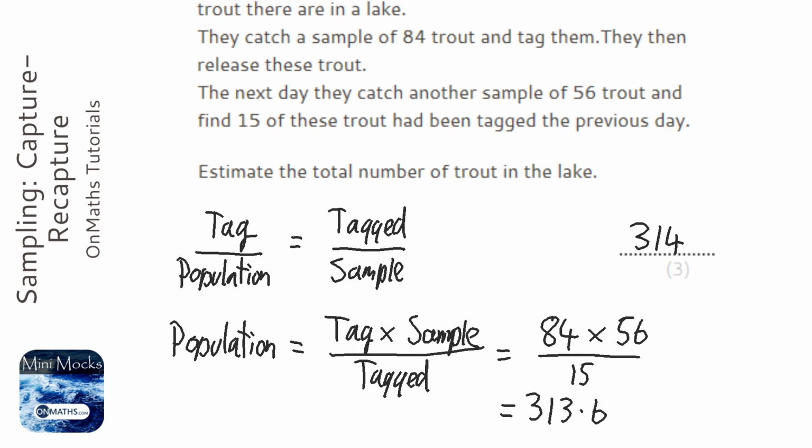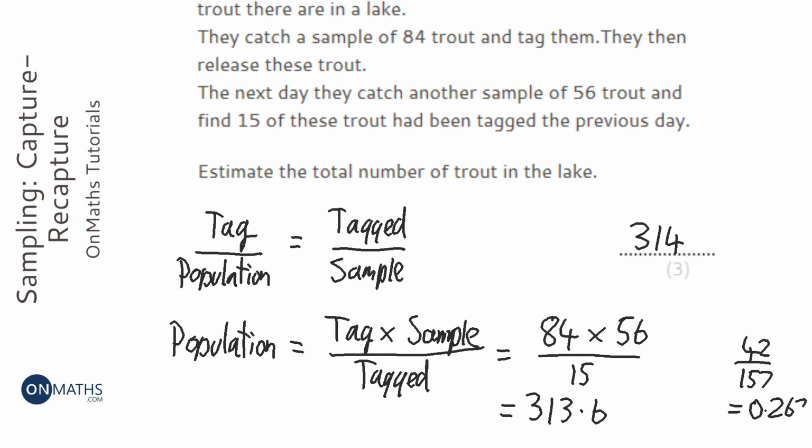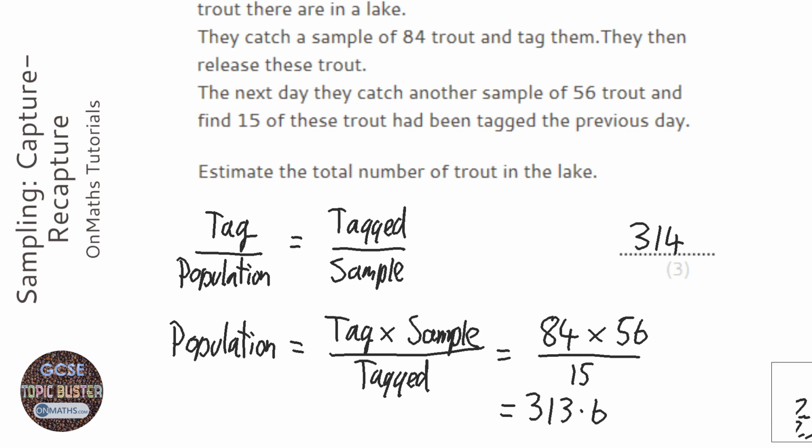Now the last thing to do is just think, does that make sense? So let's do tagged, which is 84, and put that over 314, and that's 42 over 157, or as a decimal 0.267 and so on. And then let's do 15 divided by 56, which also equals 0.267 and so on. So it kind of works. The proportions are still equal.